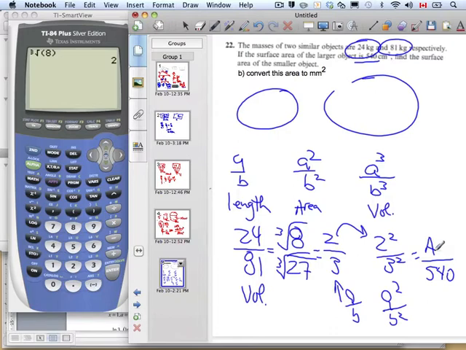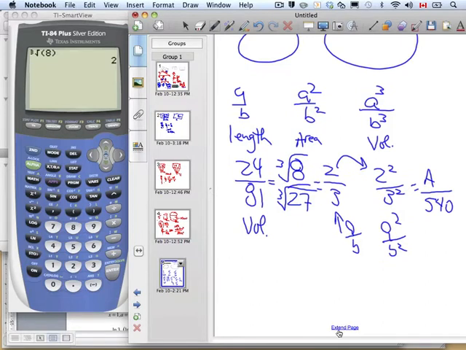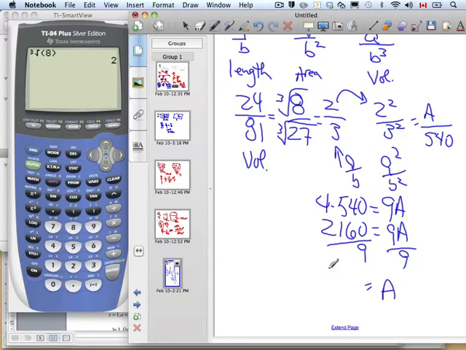And so I do some cross multiplying. I go 4 times 540 equals 9a. 4 times 540 is 2,160. 2160 equals 9a. Divide that by 9. 240. Exactly? Yes. Okay. And the units for that are going to be centimeters squared. It's an area.